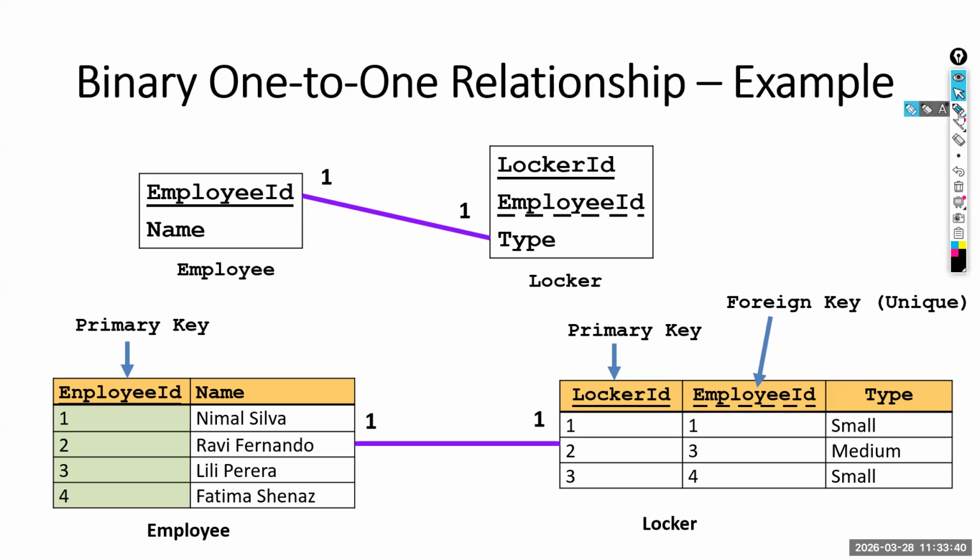So then if you know your subject, right? So here the weaker one is local. So therefore, foreign key must go into the local table, not to the employee table.